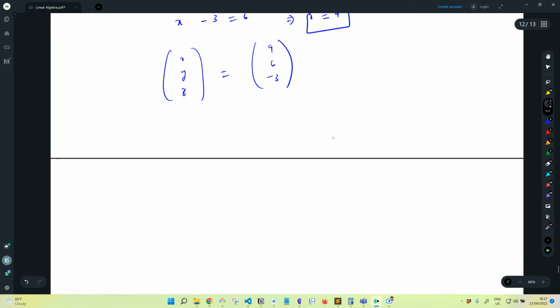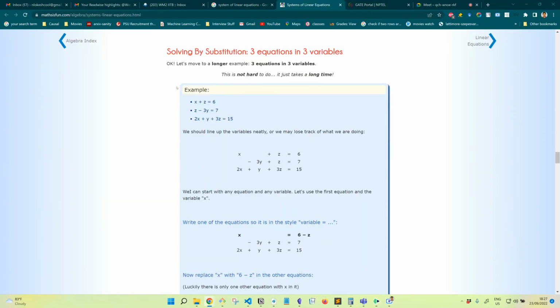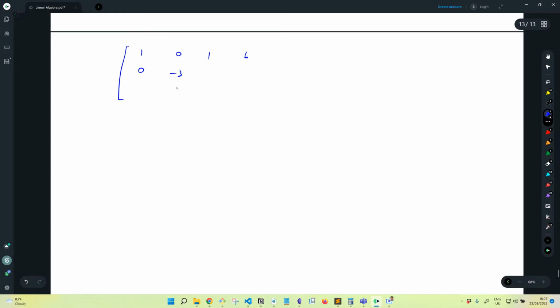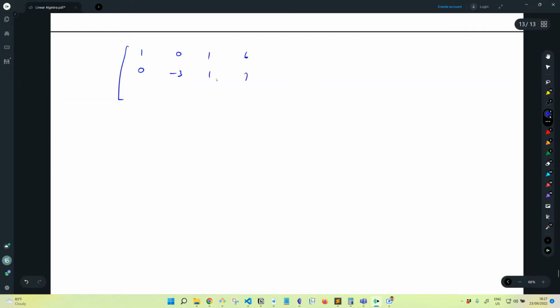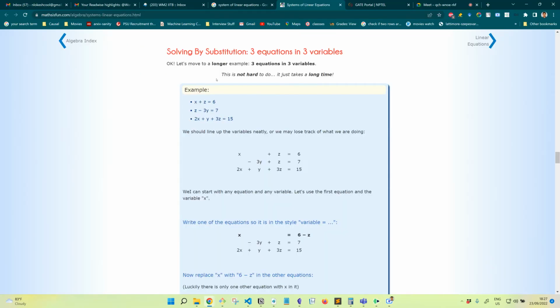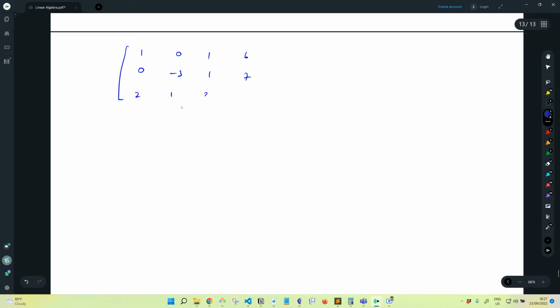So this is the question. Let me solve it again. I encourage all of you to take a paper and solve it along with me. That way, RREF will become very clear to you. You will not forget this, right? So 1 0 1 and B is 6. Then 2 1 3 with 15, and the row 0 minus 3 1 7.